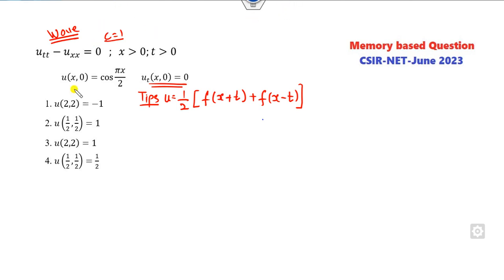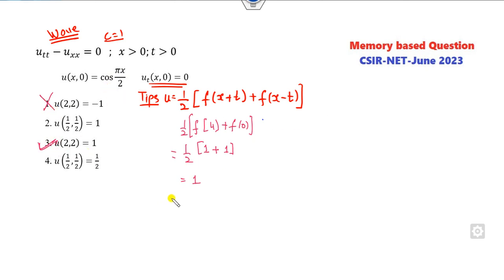Now when (2, 2), it will be half of f of 4 plus f of 0. So what is f of 4? Cos of 2 pi is plus 1, cos of 0 is plus 1, so it is 1. So the first option is cancelled. The third option is the correct one.